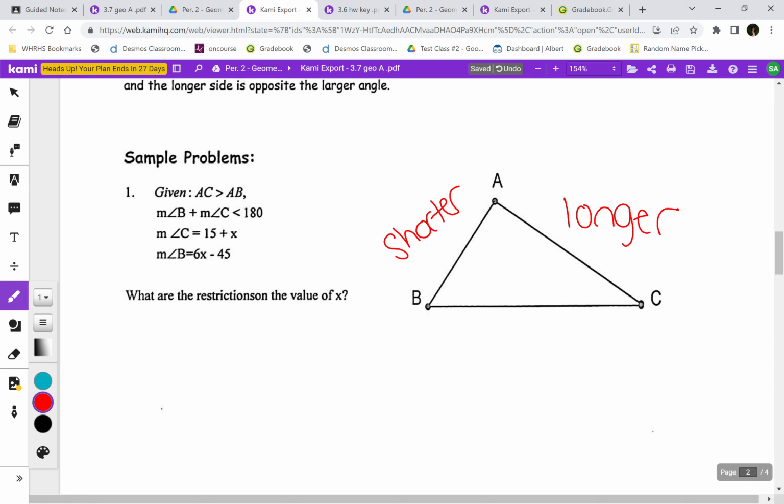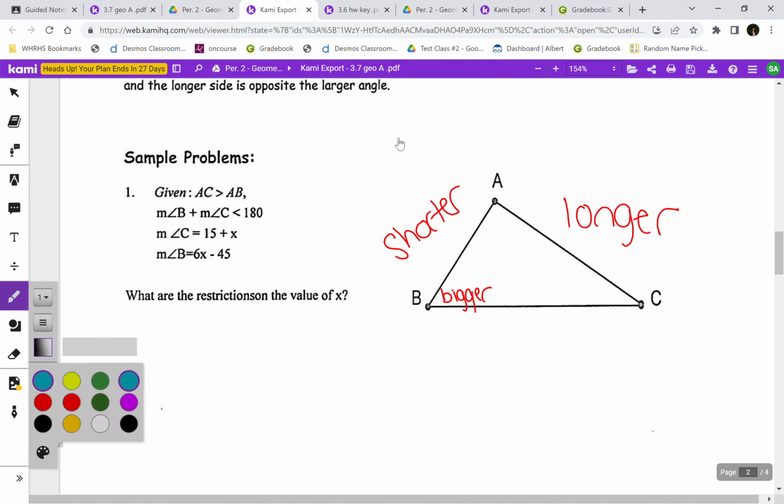Well, now let's make a conclusion. If AC is longer and AB is shorter, which angle is bigger and which angle is smaller? Finn? Angle B is bigger and angle C is smaller. You got it. Angle B is bigger and angle C is smaller.